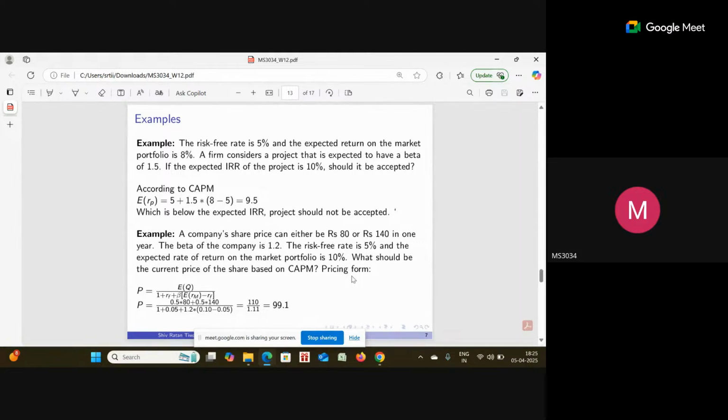And if we are given some value for the present price, let's suppose the present price is 100 rupees, that means this is currently overpriced. So you should not go for purchasing this share. Otherwise, you should opt for selling this. Okay, this is the way we can utilize the concept of the capital asset pricing model in practice also.